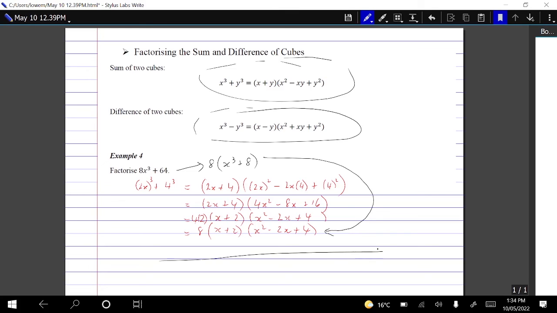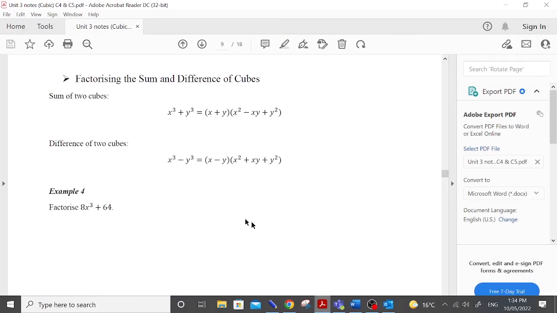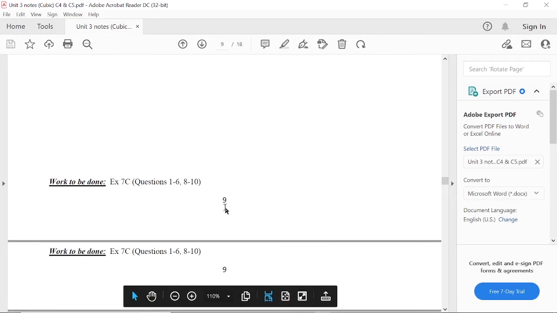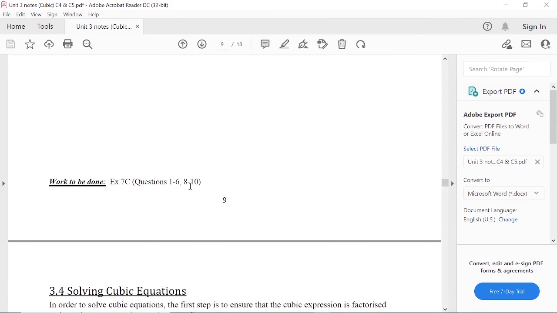So if that's okay, that's the next part of that. There are a couple of questions on that, if I can go back to what we have here. Questions 8 to 10 specifically relate to those sums and differences of cubes.